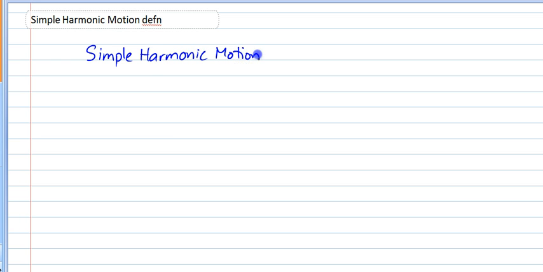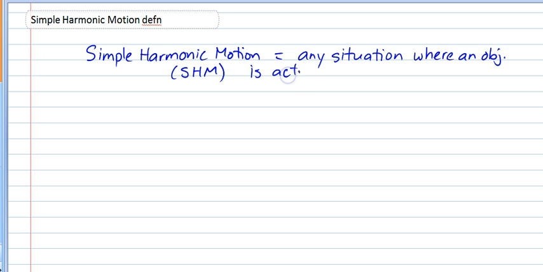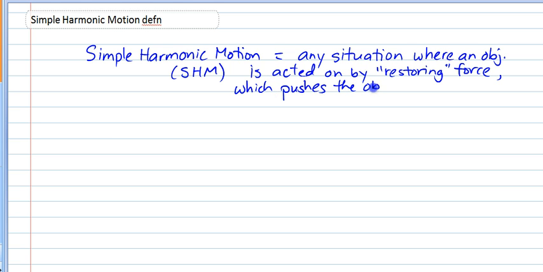Simple harmonic motion, which you're often going to see abbreviated as SHM, is basically any situation where an object is acted on by what we call a restoring force. So restoring force means that it tends to push the object back towards equilibrium.